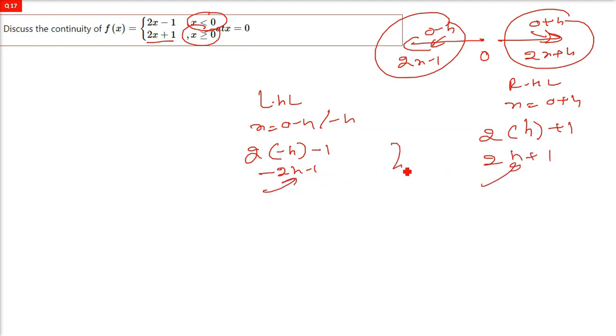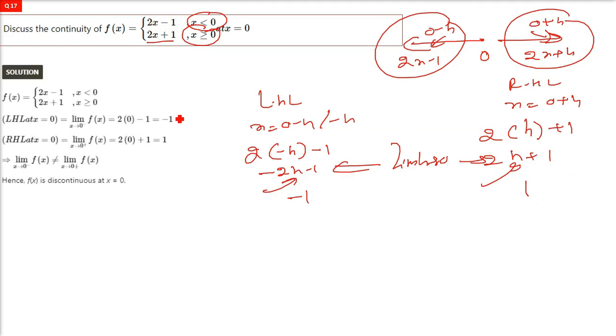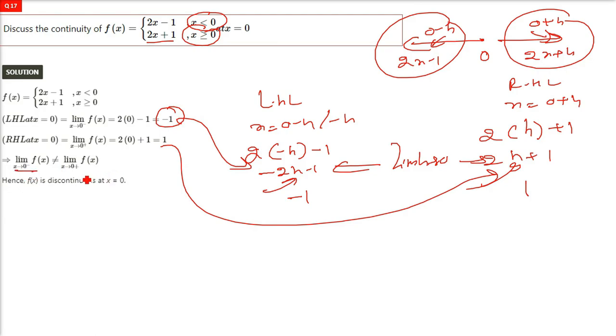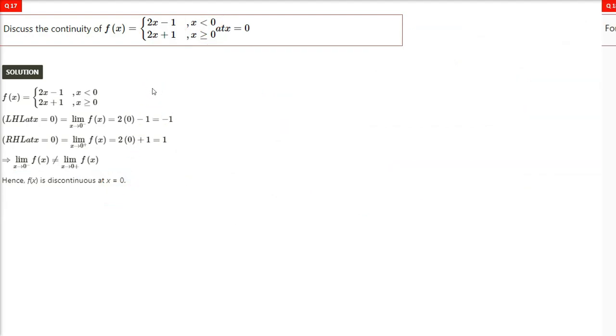So h just put as 0, limit h tends to 0. On one side it is negative 1, on the other side it is positive 1. And since left hand side and right hand side are not equal, the function is discontinuous at x equals 0. Okay, they are not matching. Discontinuous at x equals 0. This is the final thing which we need to see.